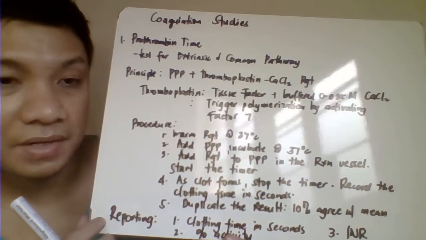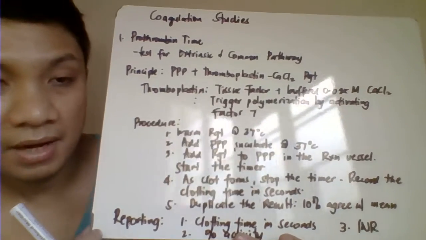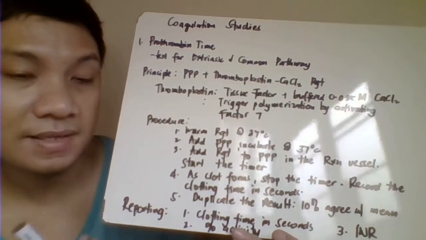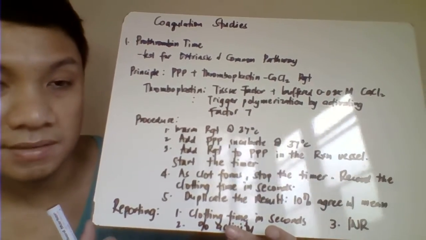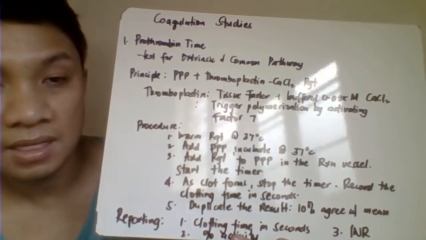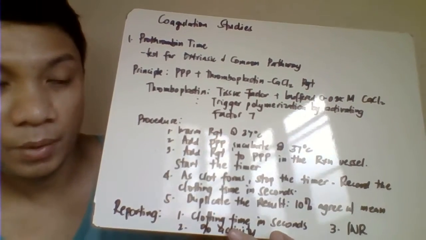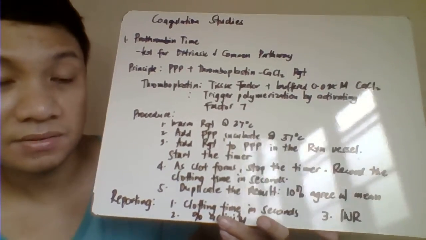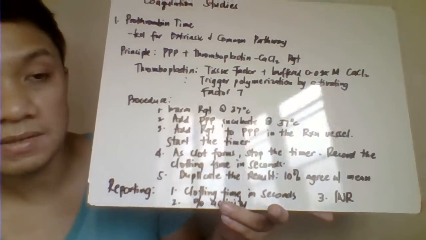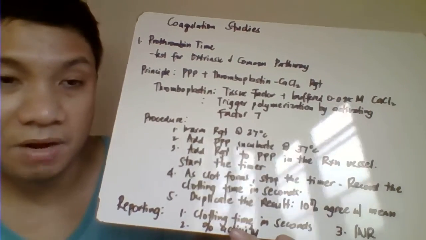Okay, procedure for that, first you warm your reagent to 37. Okay, then put a sample of your platelet-poor plasma in your reaction vessel and incubate at 37 degrees Celsius. Then after that, you add your thromboplastin reagent. Okay, and then record the time of the clot formation. So you start the timer as soon as you add the calcium chloride and record the time of the clot formation. Then you need to run the test in duplicate, and the test result between the first and second test should agree with one another by not more than 10%.